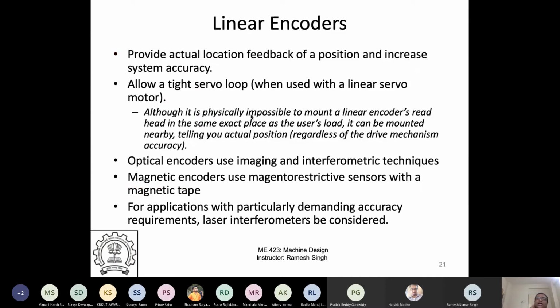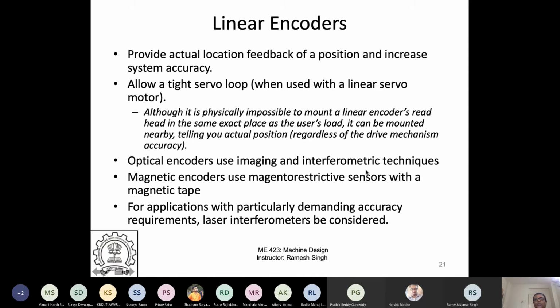So linear encoders actually are for more precise location. If you use a rotary encoder, you do a semi-closed loop feed. It's a semi-closed loop feed, and if you want a tight servo loop, basically fully closed loop control, then you need a linear encoder. This linear encoder gives you the position, exact position. Right.